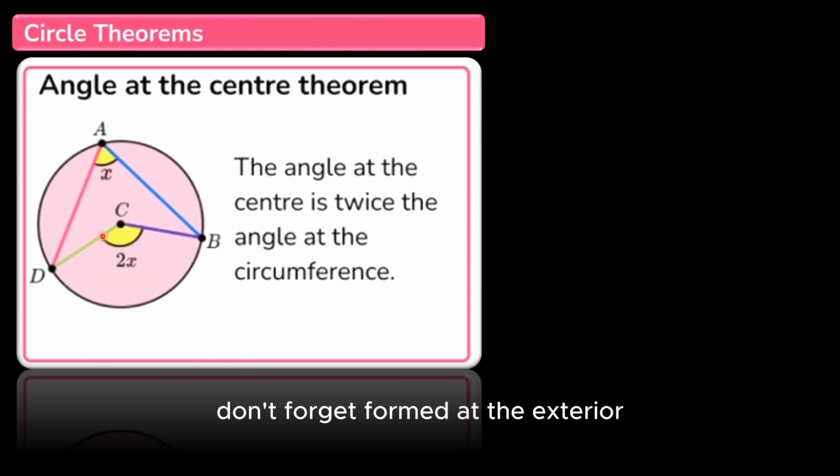Don't forget, formed at the exterior, not the interior. There's another angle here inside, but that's not the angle we are considering. We are considering the exterior angle here. So the angle formed at the center is twice the angle formed at the circumference.